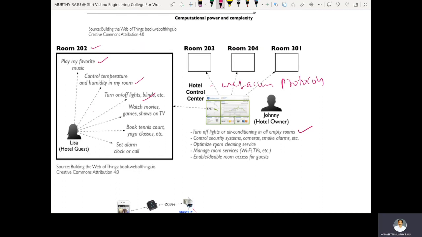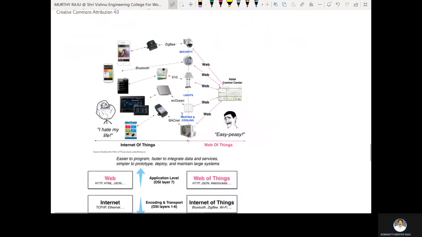Control security systems, cameras, smoke alarms, and so on. Arrange room cleaning service, manage room services, Wi-Fi, TVs, and enable or disable room access for guests. These are the actions controlled by the person. Johnny is far away from his hotel, and with the help of WoT he controls all these functions. Coming to the next one.